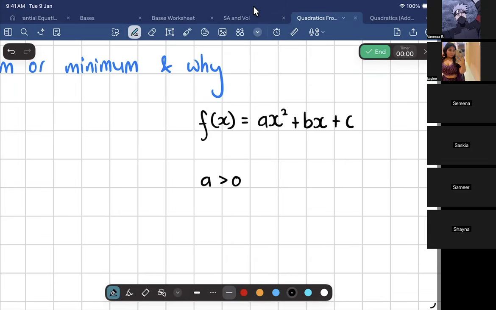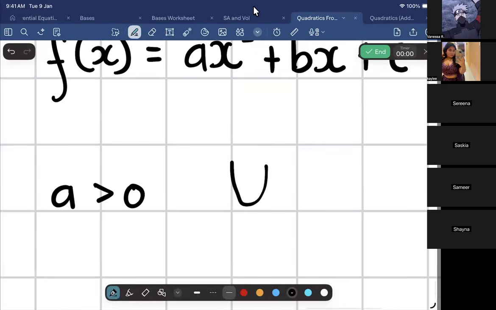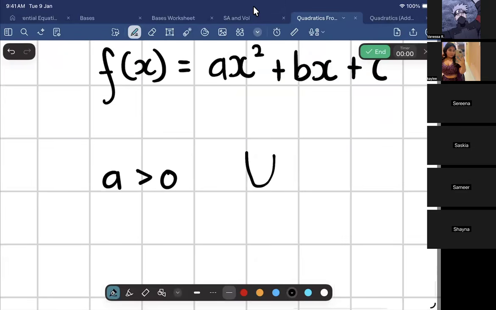Positive. Right. If you're positive, you're smiling or you're frowning? Smiling. Right. When you look at this, does it look like it's going up to the highest point, or going down to the minimum point? It's going down. It's going down to the minimum.